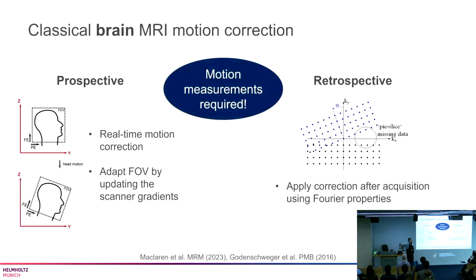But in all those things, you need to somehow measure the motion, yeah? And we don't have a gold standard for that. We don't really know how and where motion and how much motion occurs.